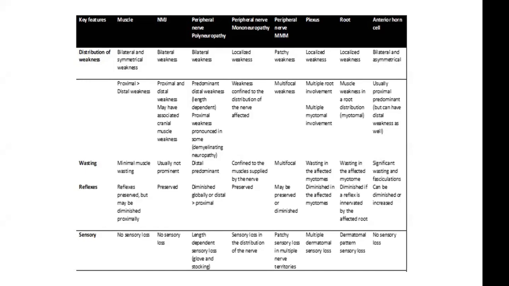Mononeuropathy: neural pattern, nerve distribution only. Mononeuritis multiplex: collection of multiple nerve lesions, patchy, asymmetrical. Root lesion: dermatomal, myotomal, reflexes in that root only are affected. Plexus is a combination of roots. Anterior horn cell: bilateral but non-symmetrical or asymmetrical, proximal predominant. Key feature is fasciculations, no sensory loss.